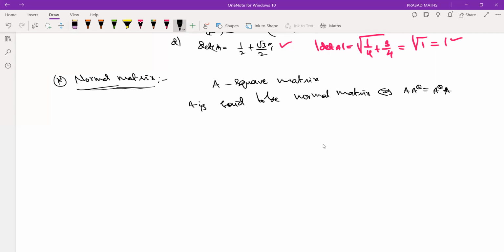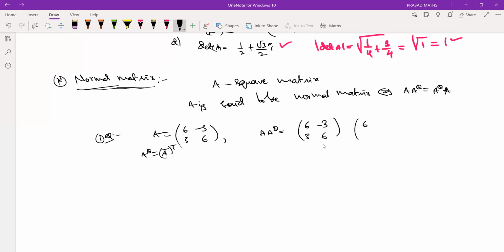Therefore, you can give some examples. Suppose you start with a problem. A is equal to the matrix 6, minus 3, 3, 6. Is it normal or not? So you start with A into A theta. What is A theta? A theta is nothing but the transpose of A bar. First you take the conjugate and then take the transpose.